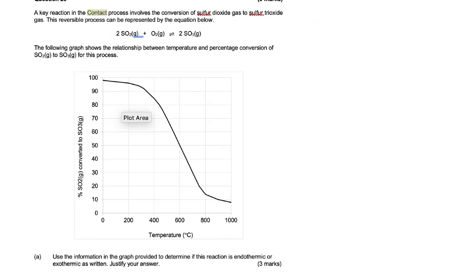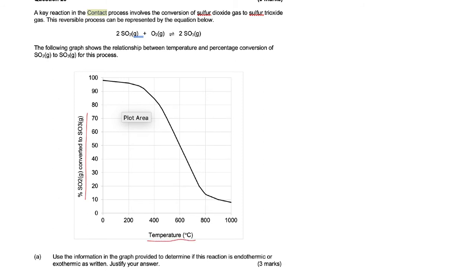Okay, the key reaction is this. The following graph shows a reaction. Is the reaction endothermic or exothermic as written? Okay, so let's have a look. The SO2%, this is the percentage of SO2 converted to SO3. So that's effectively the yield of SO3.